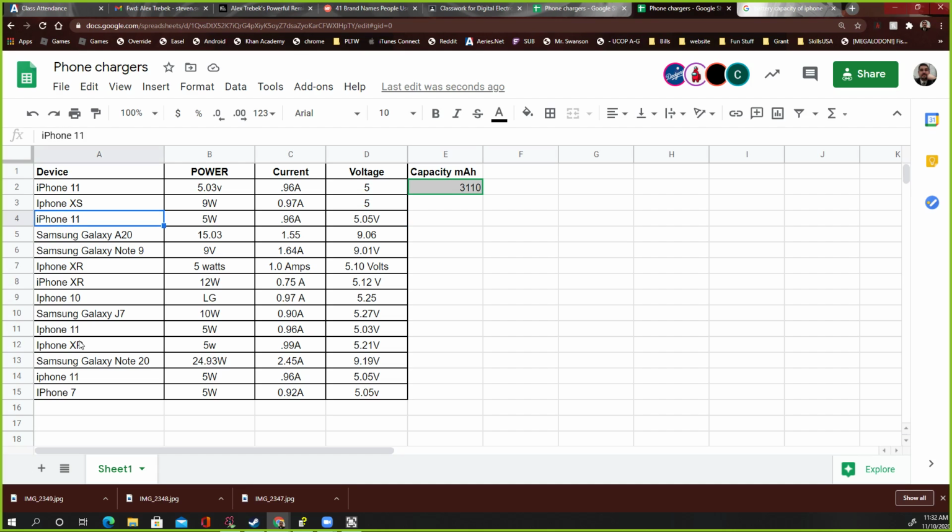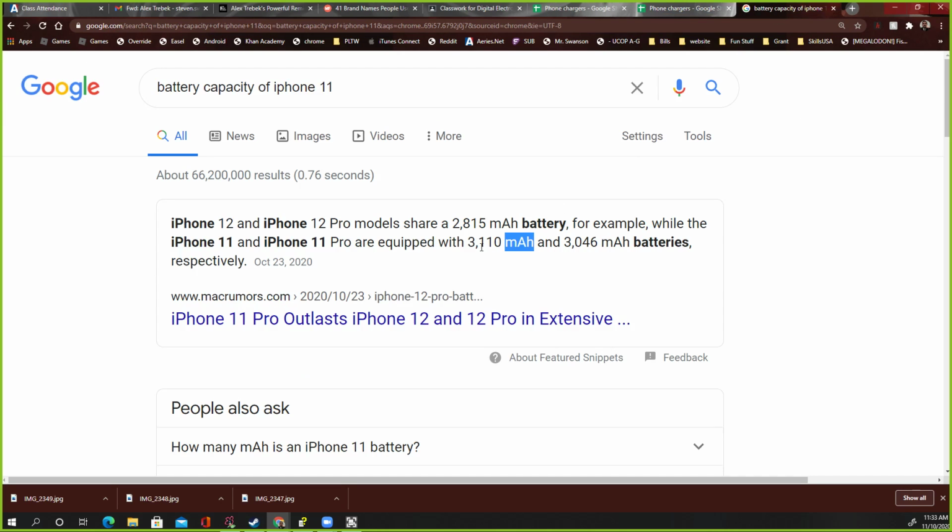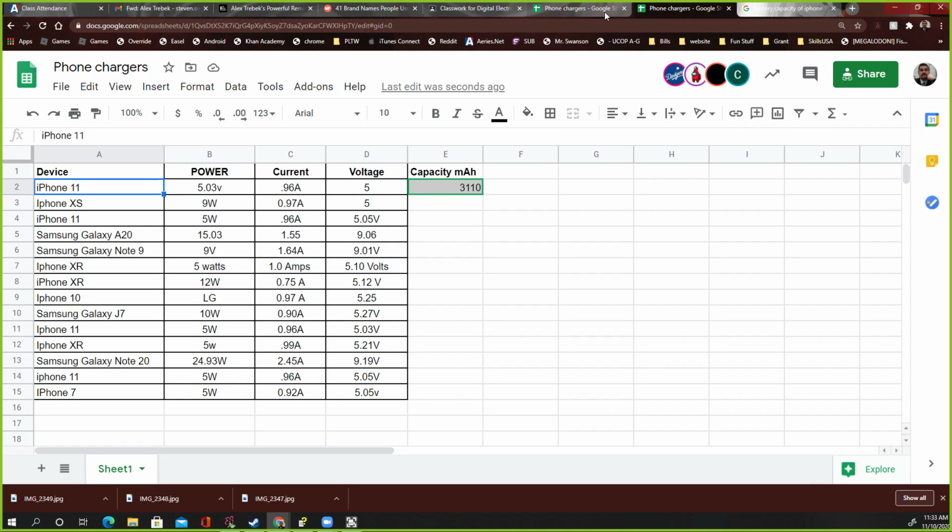But by the way, there's going to be another one and another one. So you don't have to look these ones up because you already have. So these are the iPhone 11s. Now, what does that mean? By the way, let me just make sure I did that right. Yeah, 3,110.